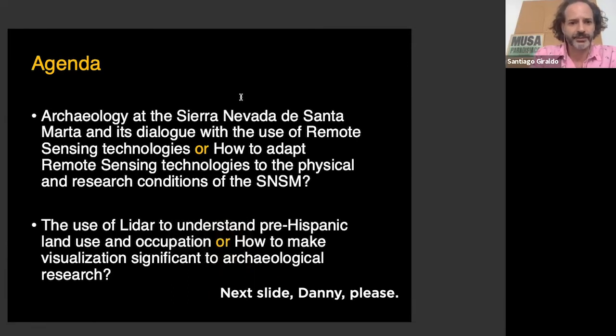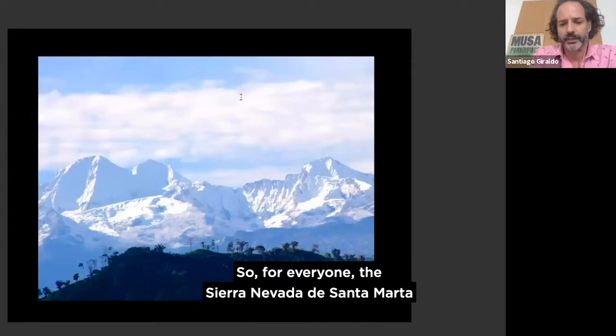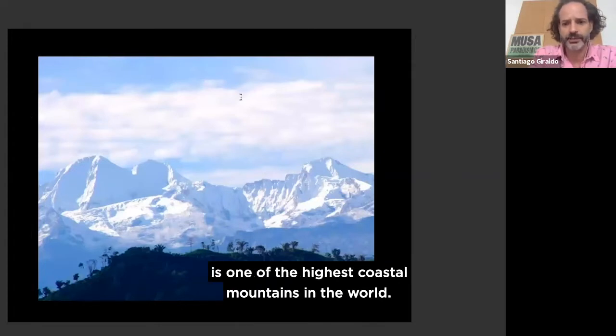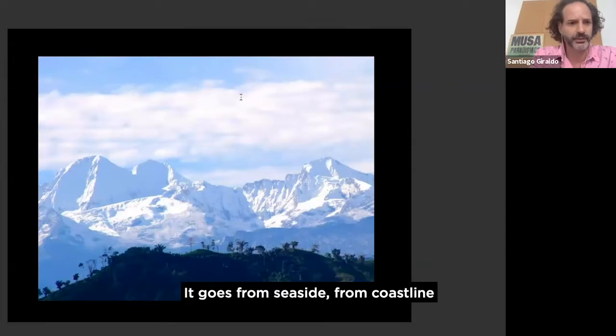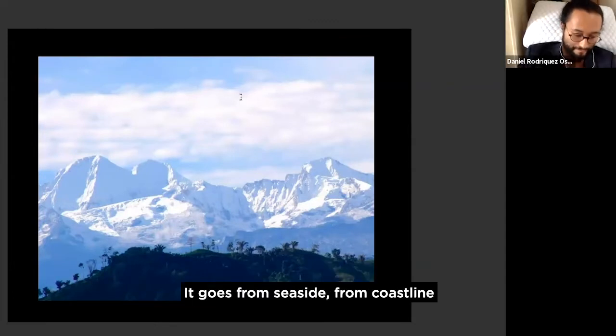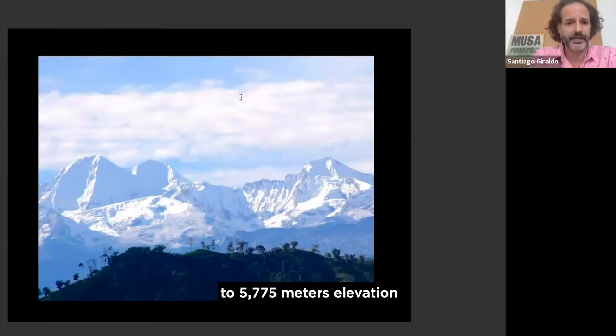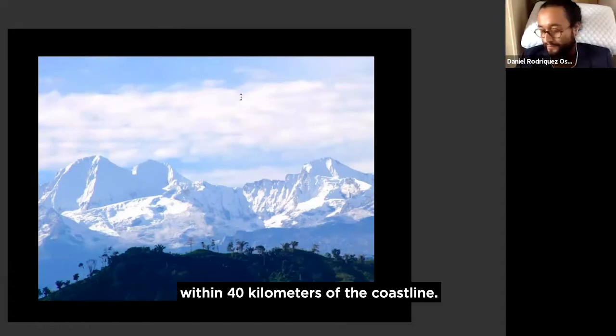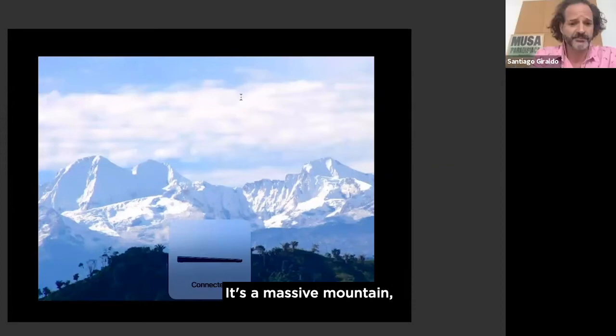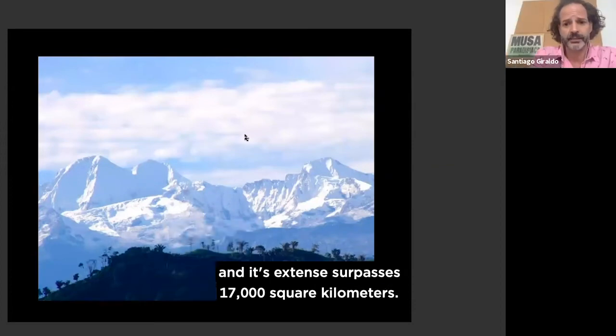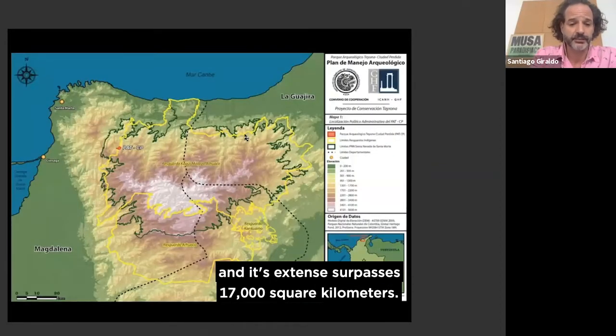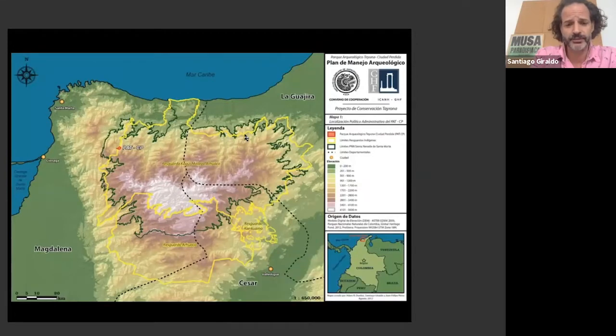Next slide, Danny, please. So for everyone, the Sierra Nevada de Santa Marta is one of the highest coastal mountains in the world. It goes from seaside, from the coastline, to 5,775 meters elevation within 40 kilometers of the coastline. It's a massive mountain, and its extent surpasses 17,000 square kilometers.